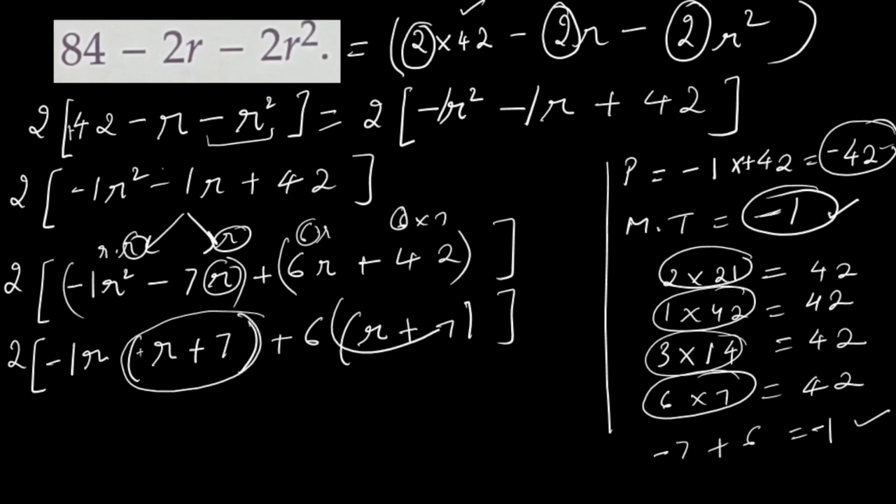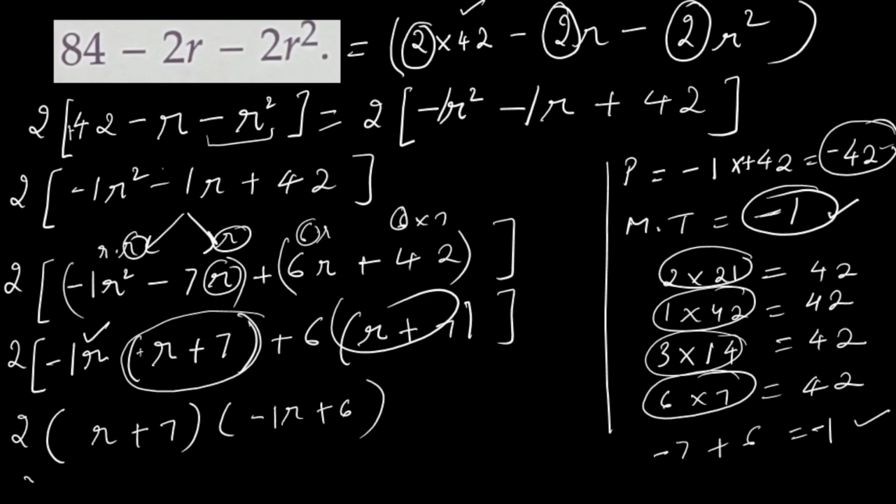And this is a common factor which we can write. So 2 as it is. Then r plus 7, which is a common factor. Remaining things minus 1r plus 6. Or you can also write it as 2 into r plus 7 into 6 minus r. I have just written 6 this way, and if 1 is there, there is no need of writing 1. So 6 minus r we can write. If you are leaving this question here itself, that is also correct.